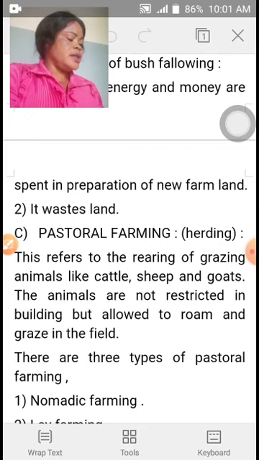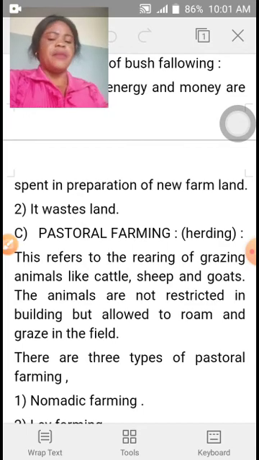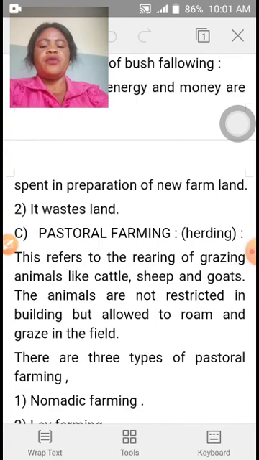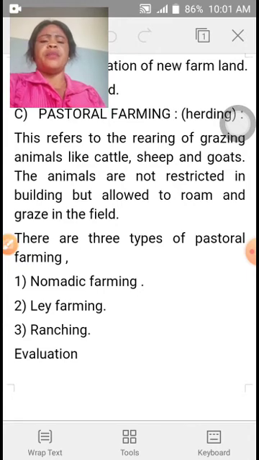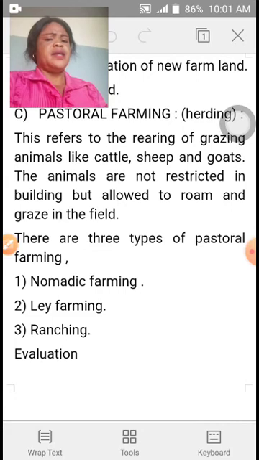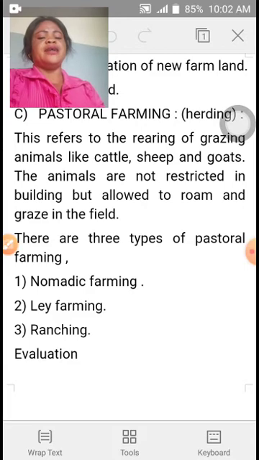Number one is nomadic farming. Do you see the spelling of nomadic farming here? Nomadic is spelled N-O-M-A-D-I-C, and then farming. I hope you are with me. Please take down this. Number one type of pastoral farming is nomadic farming.